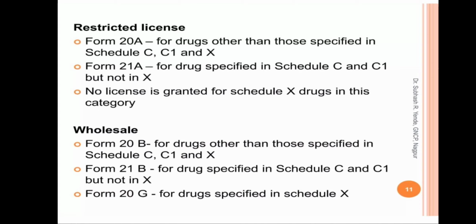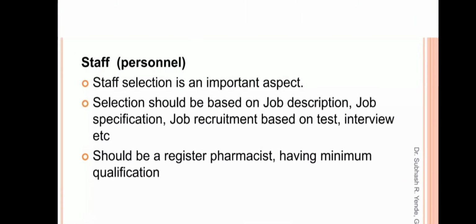Wholesale: Form 20B, for drugs other than those specified in Schedule C and C1 and X. Form 21B, for drugs specified in Schedule C and C1 but not in X. Form 20G, for drugs specified in Schedule X.